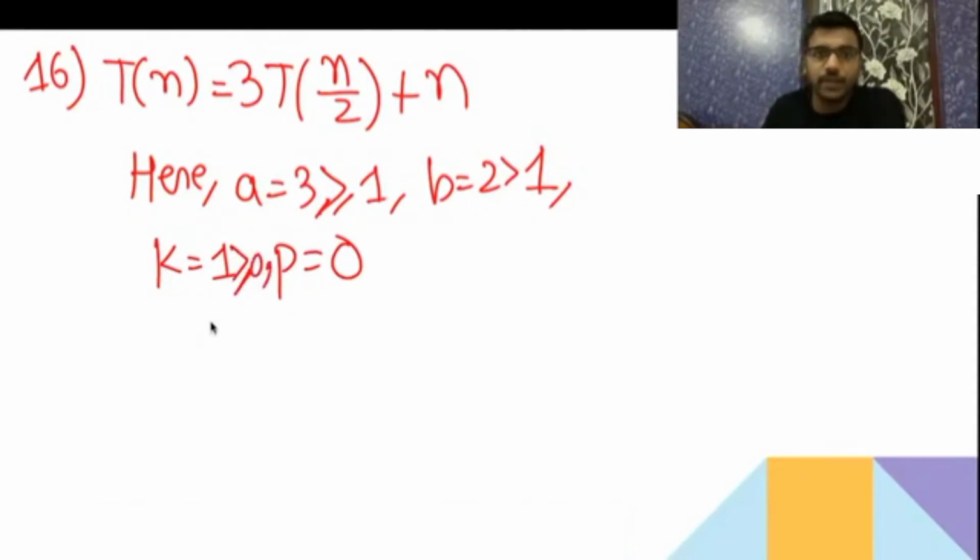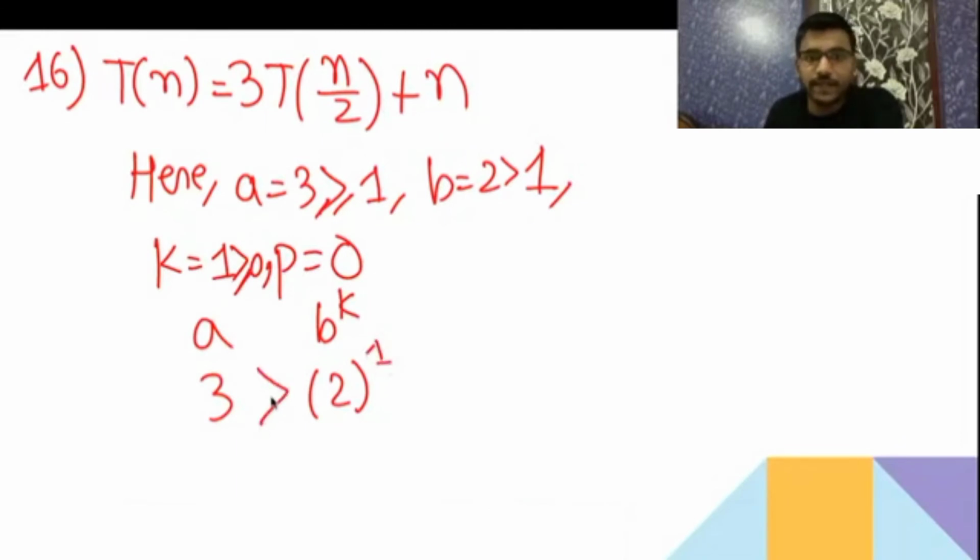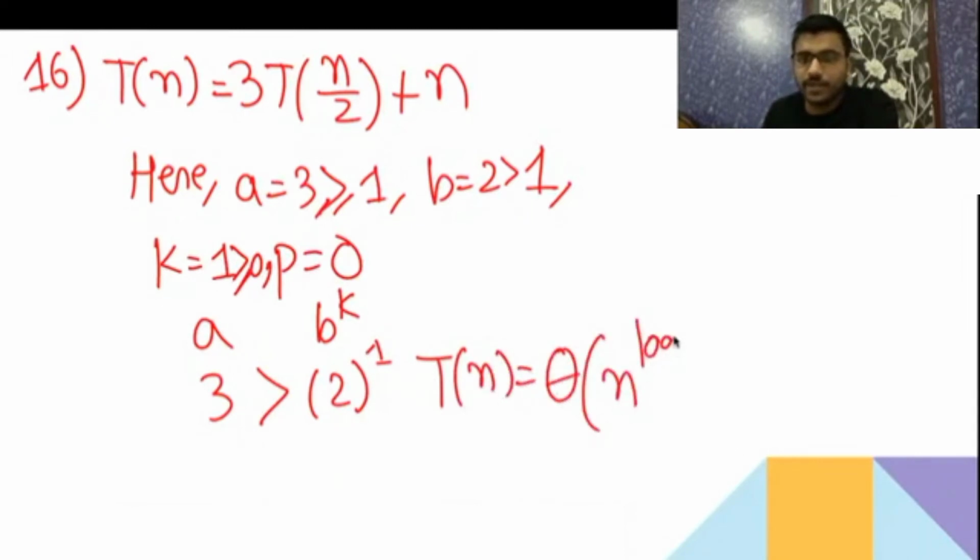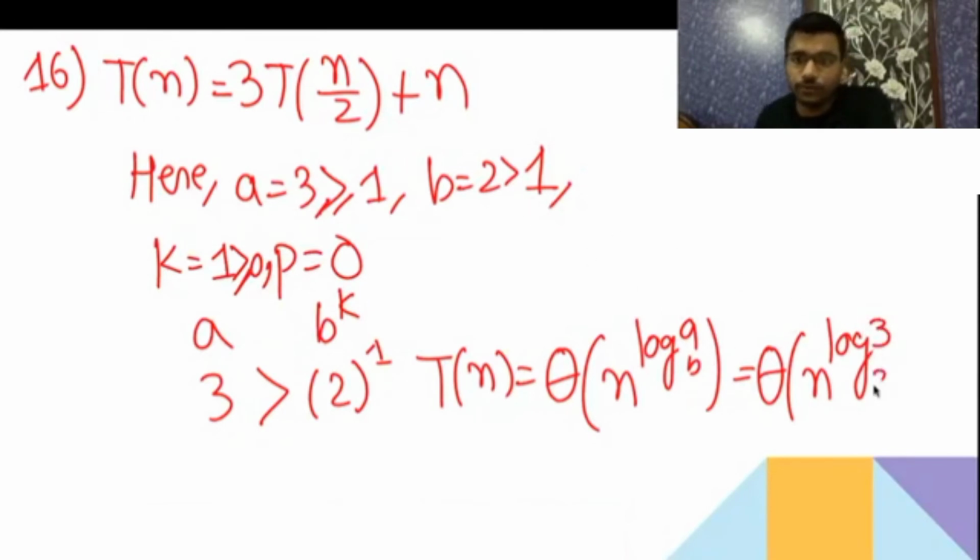Now compare a and b to the power k. a is 3, b is 2 and k is 1. So again here a is greater, then Tn is going to be theta n to the power log a. Same condition we are getting in these problems. So theta n to the power log 3 base 2, you can write it as it is, this is the answer. Okay, understood? Are you done with the writing?